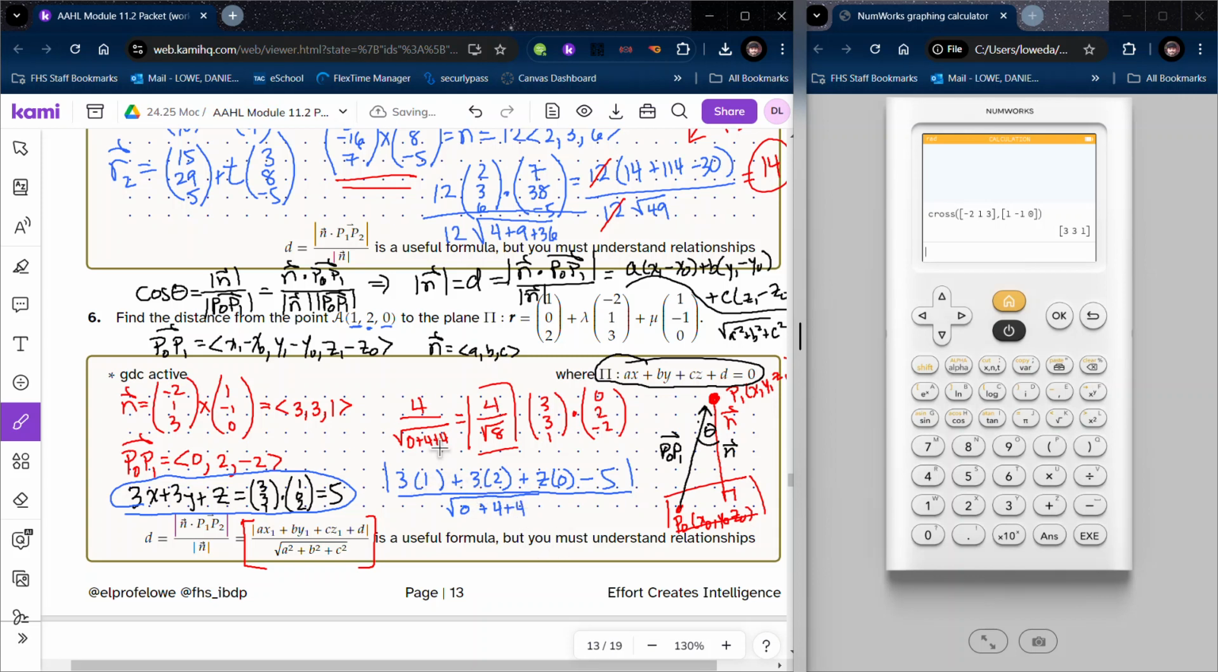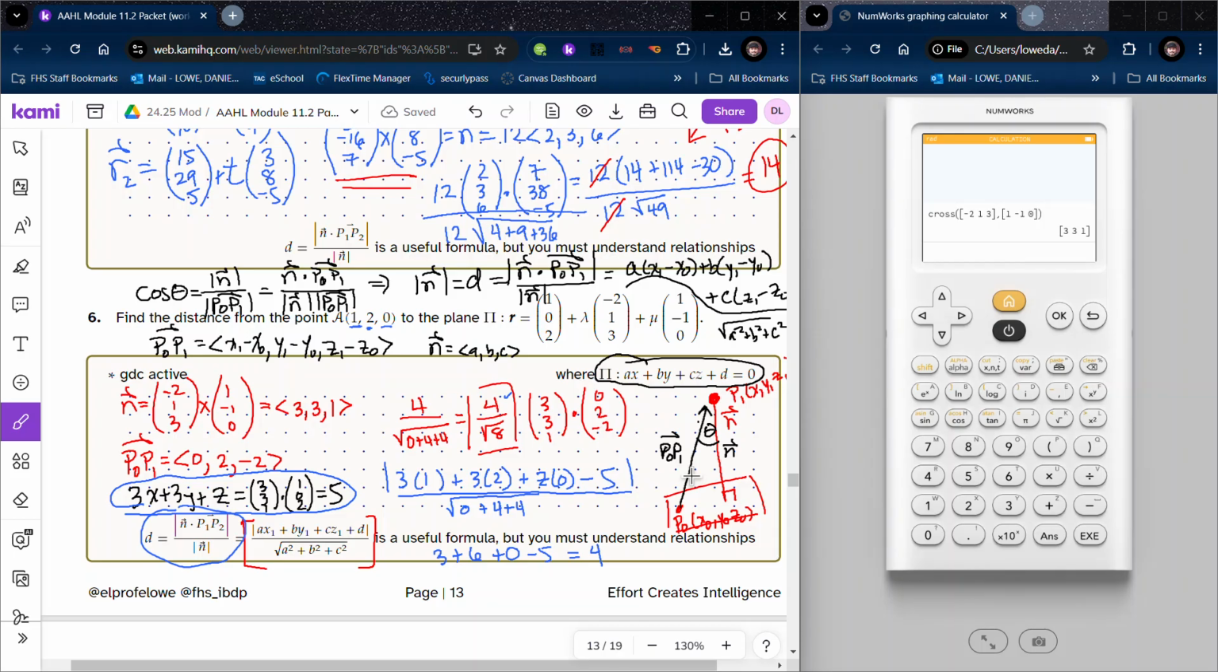But what does this numerator give me? That gives me 3 plus 6 plus 0 minus 5, which is 4. And notice that we had that 4 in the numerator. So if we understand this relationship, I can always find the distance. But I don't have to use that relationship. I can memorize this formula. It is a useful formula, but really understand the relationships, understand where the formula got built from, and you're going to have an easier time in making the computations.